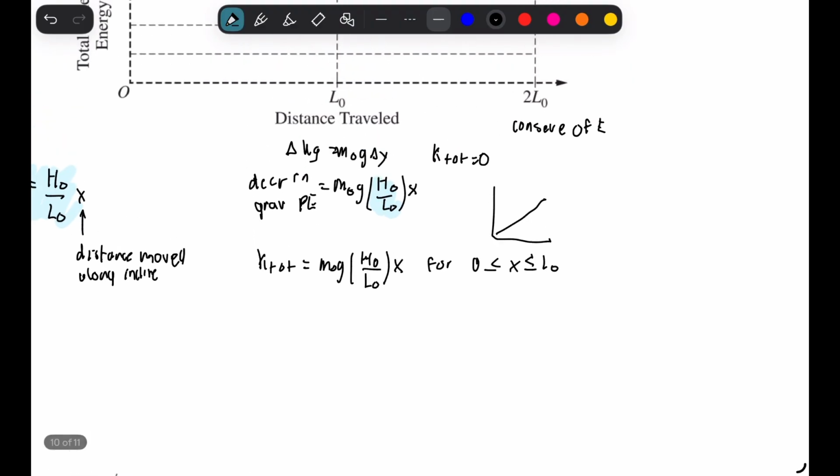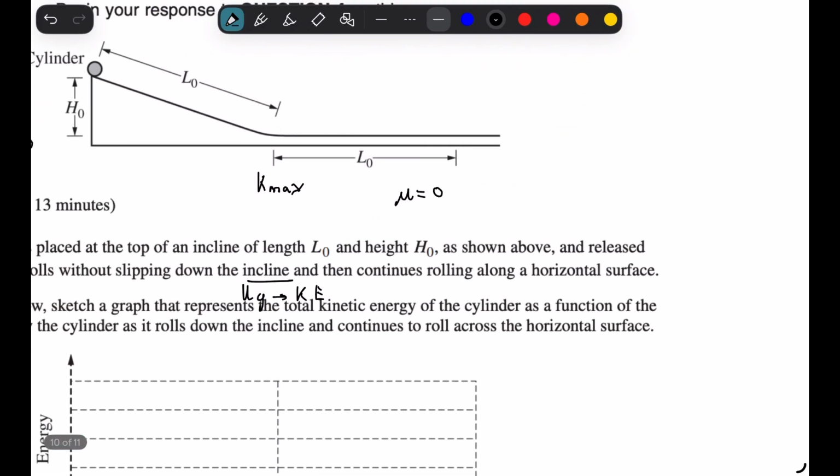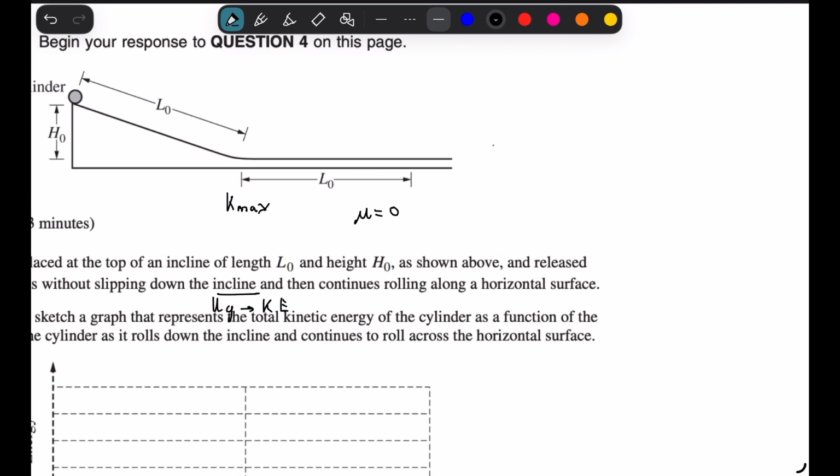That means that from x equal to 0 to L initial, we're going to have a graph with a straight line and a positive slope. Now, when we're at the bottom of the ramp, at L initial, x is equal to L initial, that means that you have dropped the full height, right? Therefore, your K total max is m initial g h initial.